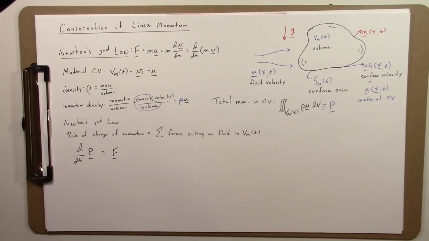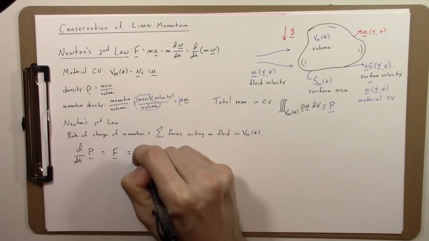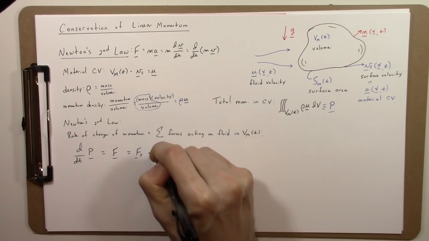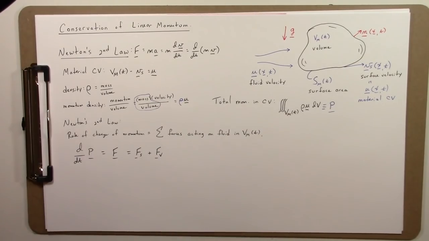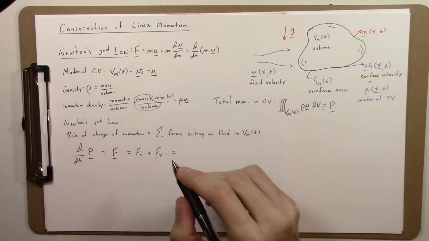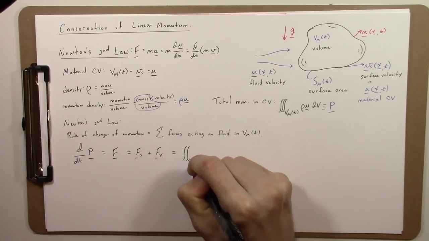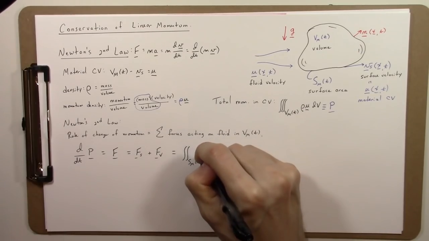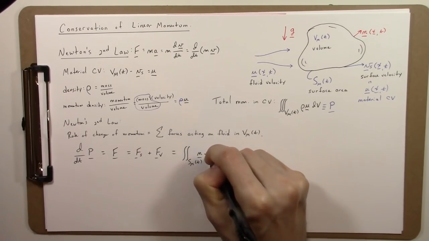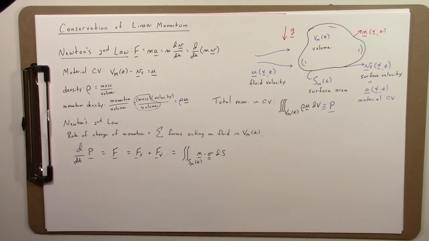As we previously discussed, the fluid is subject to both surface forces, which we denote by F sub s, and body forces, or forces per volume, that we denote by F sub v. And as we showed in the previous lecture, the surface forces are the surface integral over the surface area Sm of t of the stress. The stress is n dot sigma dS, where sigma is the stress tensor.